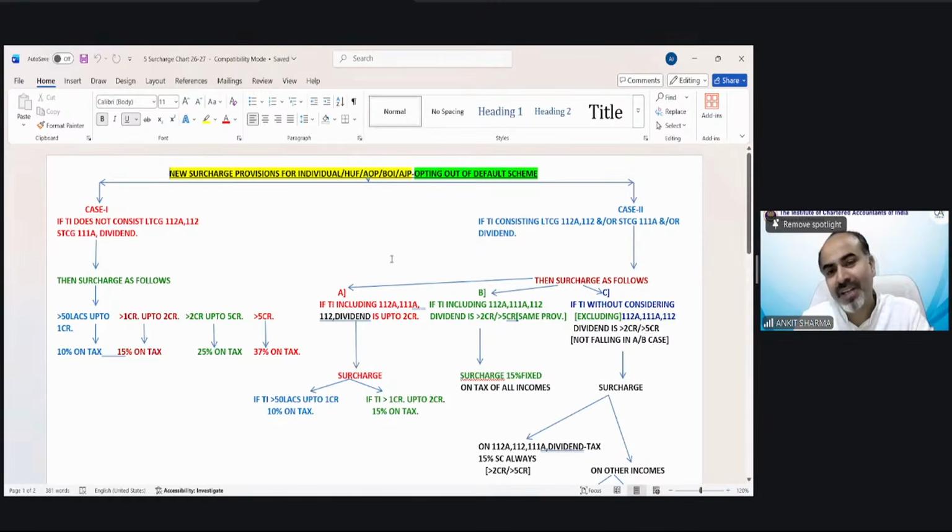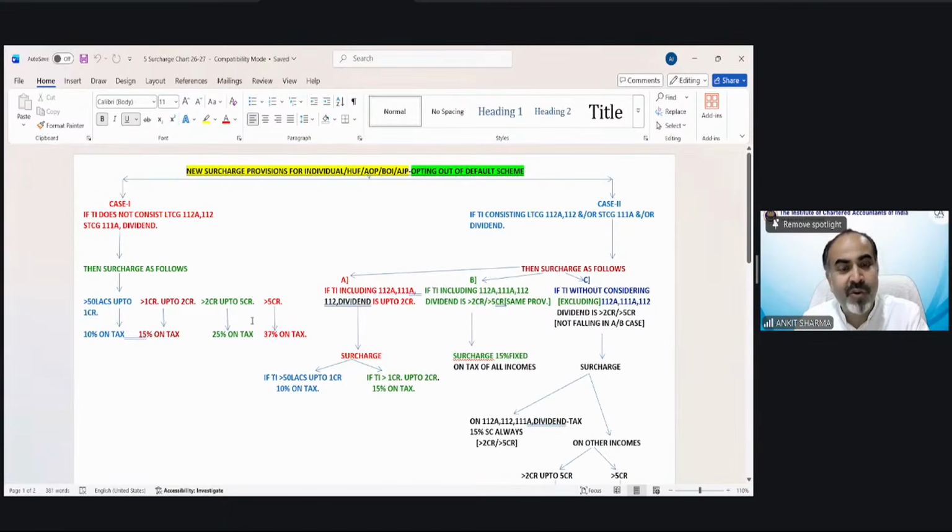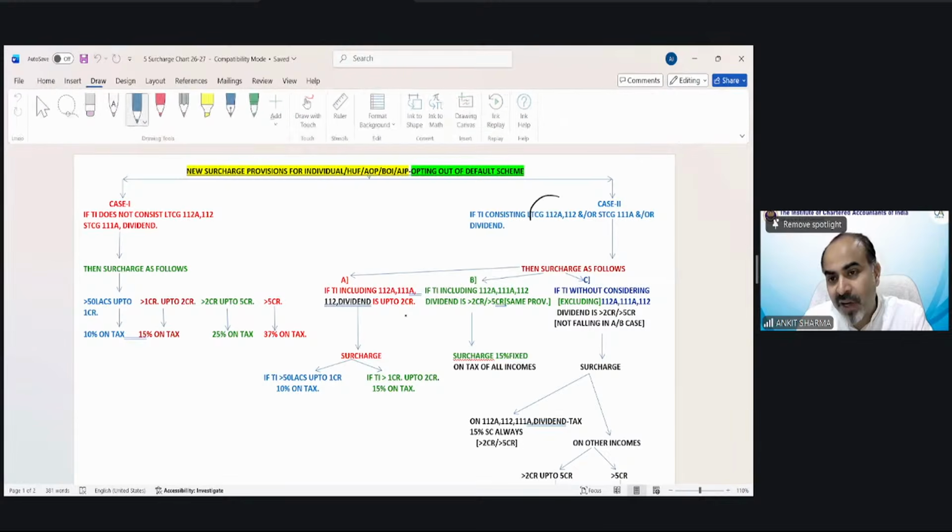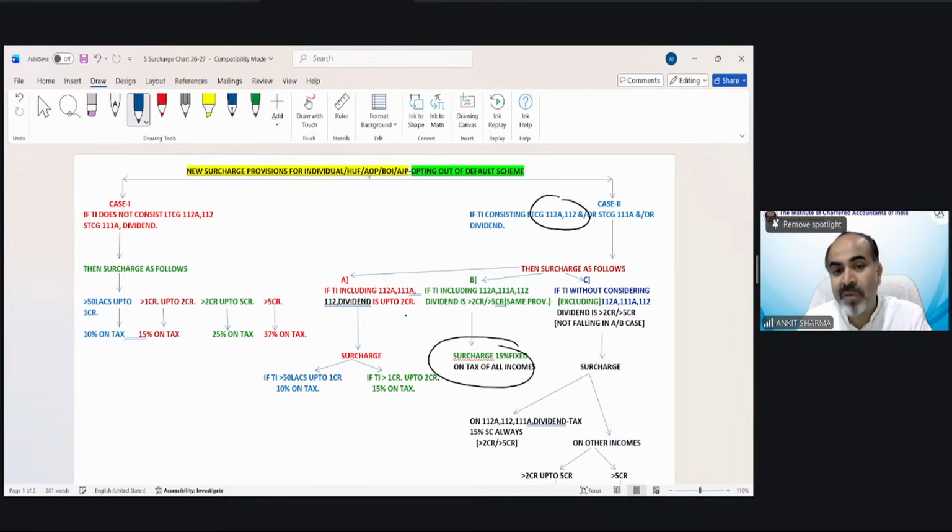You have told us surcharge of 37%. We have just discussed surcharge on the normal rate of taxes. If special rates of tax are included, then the surcharge concept will change. You can see the diagram right now on the screen I have just shared. I have already prepared the surcharge diagram for those special rates of tax. You can see over here, if dividend income etc. is included, the rate of surcharge would change. It would be 15% in this case.